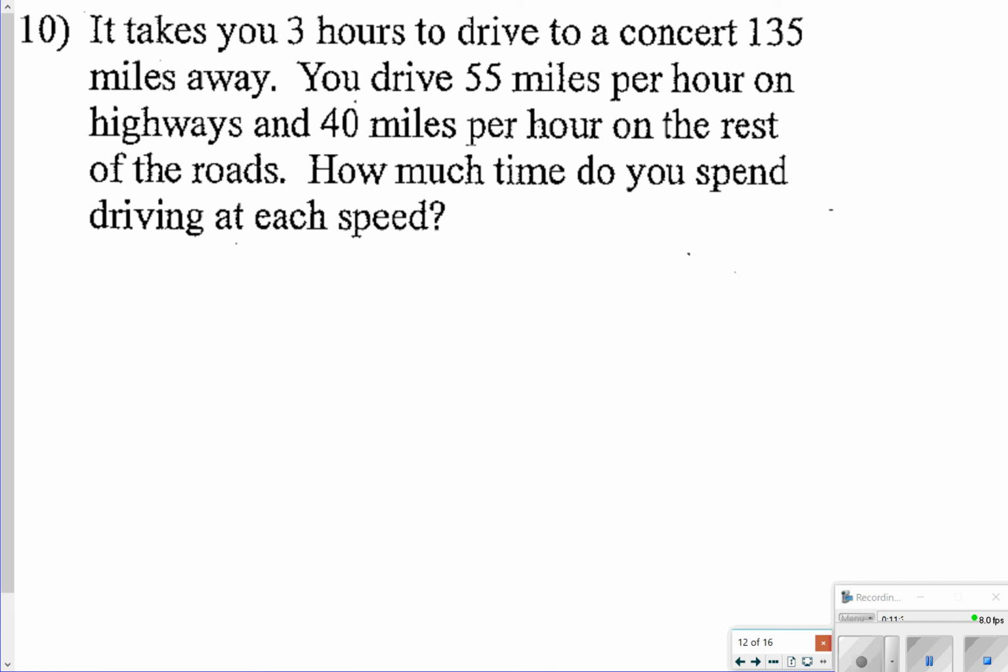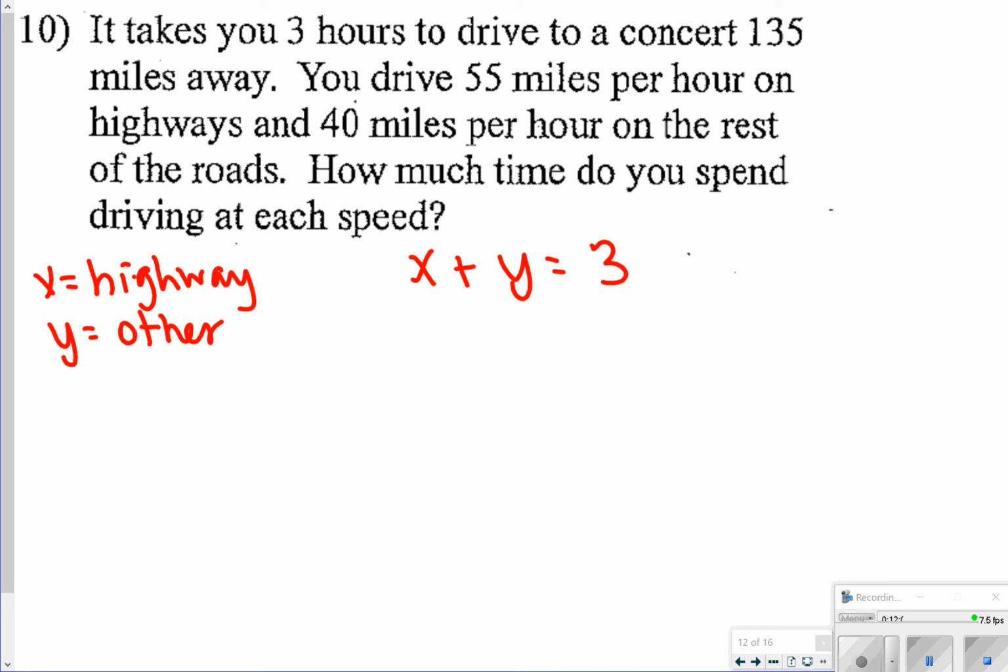And then the last one, number 10: it takes you 3 hours to drive to a concert 135 miles away. You drive 55 miles per hour on the highways and 40 miles per hour on the rest of the roads. So I know that X would maybe be highway, and then Y, let's say other time. Both of these added together, X plus Y, is going to give me 3 hours, right? 55 miles an hour would be for the X, and 40 miles an hour would be for the Y. And that's still going to be equal to that 135 miles.